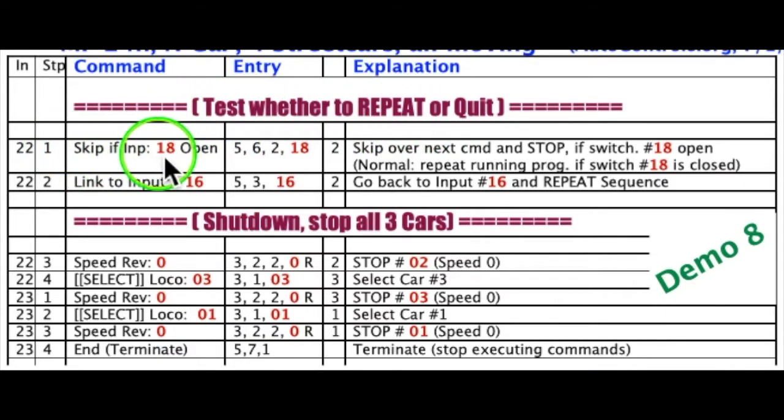Again, we check whether our repeat switch 18 is open or not. If it's closed, that means we go back and repeat the commands. If it's open, which means we want to quit, we drop through to the shutdown sequence, and then we send speed 0 commands to all 3 cars to stop everything. So they'll stop and sit there and wait until the push button is pushed again.